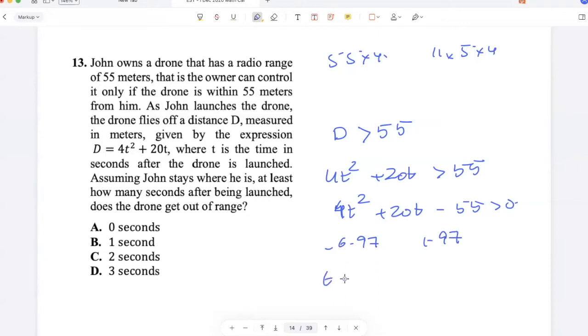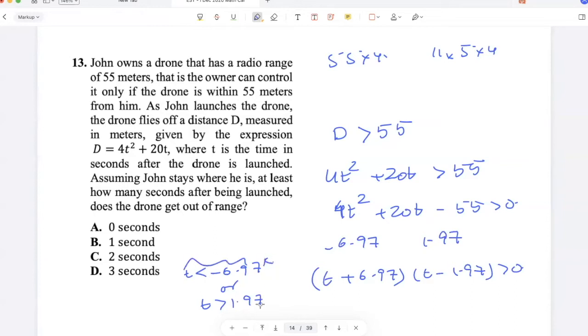So t plus 6.97 and t minus 1.97 is greater than 0. So which means that t should be less than minus 6.97 or t should be greater than 1.97. So obviously time can't be negative. So t should be greater than 1.97. So 2 seconds.